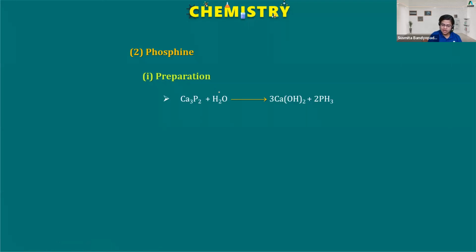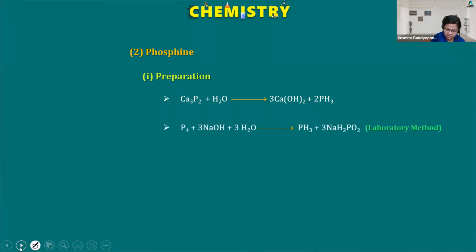Phosphides on hydrolysis produce phosphine gas. Students, what do you think? Which is more basic, ammonia or phosphine? Ammonia, perfect. As mentioned yesterday, only one of the hydrogens in H3PO2 is replaceable, so it's NaH2PO2, and that's a lab method. It's a disproportionation reaction we discussed yesterday. The hydrolysis of calcium phosphide produces phosphine.